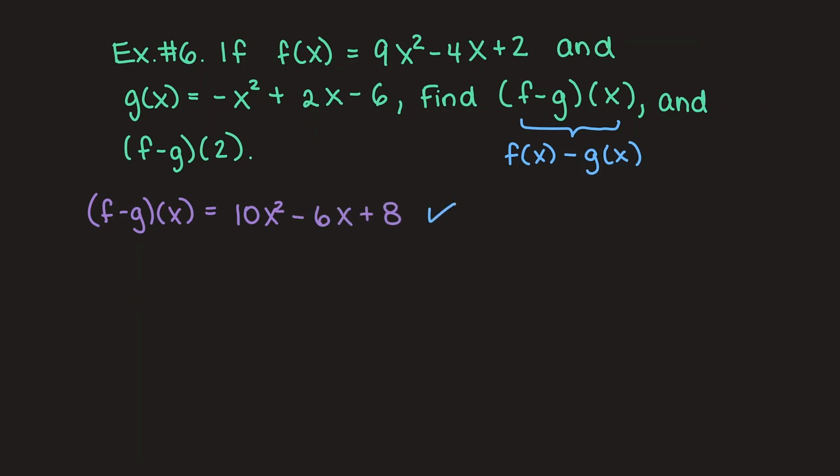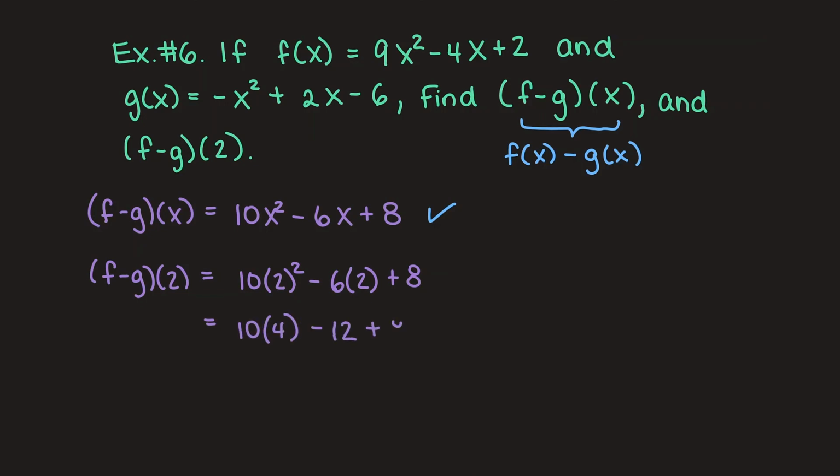Now we want to find f minus g of 2. All we are doing is plugging in 2 for x into f minus g of x. So we have 10 times 2 squared minus 6 times 2 plus 8. This simplifies to 10 times 4 minus 12 plus 8, which is 40 minus 12 plus 8, and then we get 36. Therefore, f minus g of 2 is equal to 36.